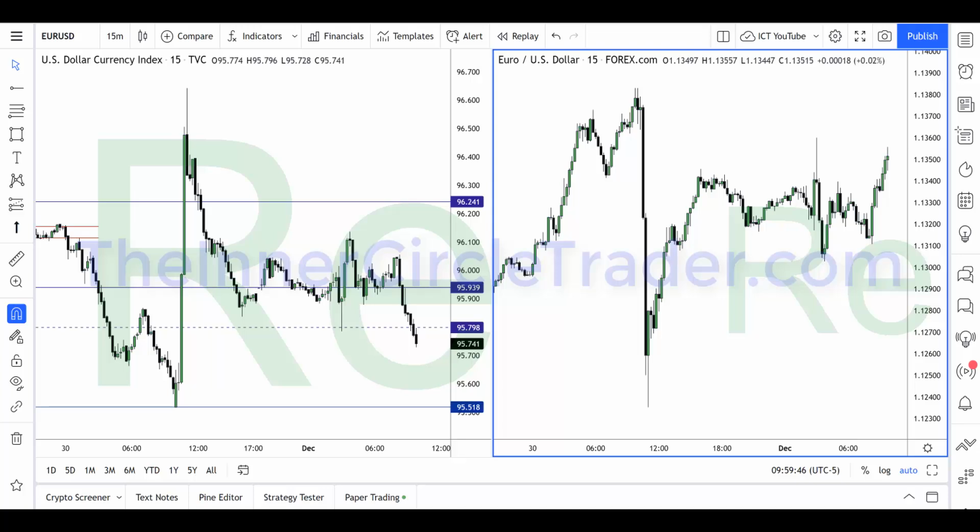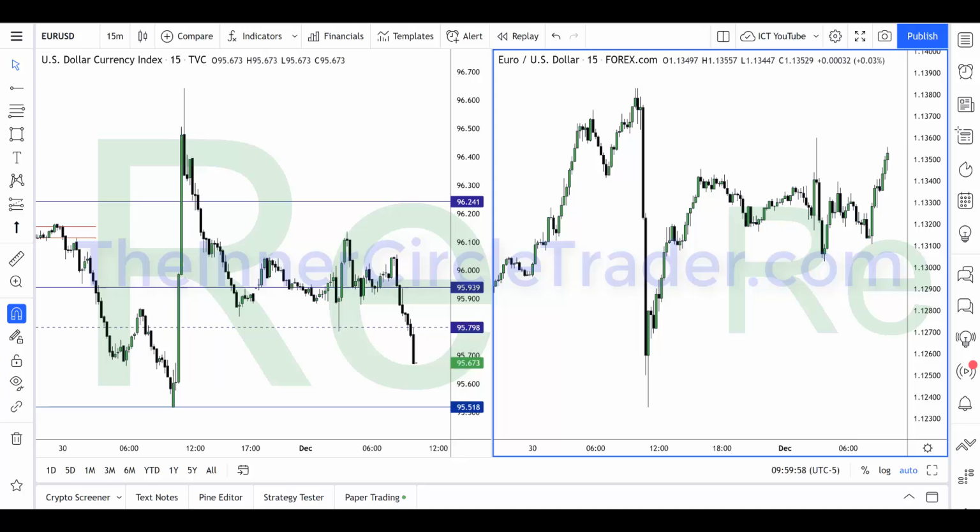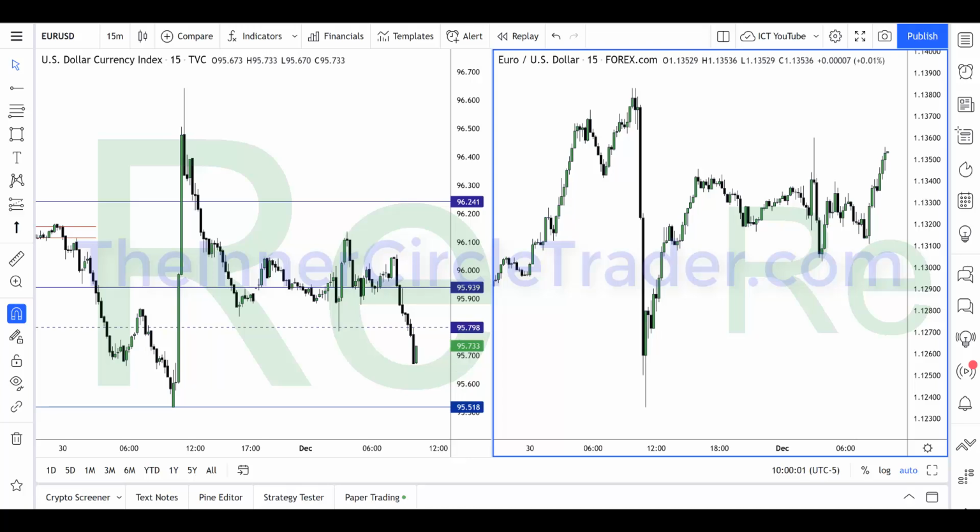And if it were to do that, that would be a short on Euro, because it would technically be a long on dollar. That's how I would basically forward test it. There you go. That's what we're looking for. That right there, that's a buy on dollar and a short on Euro. All right, let's see what kind of reaction we get.